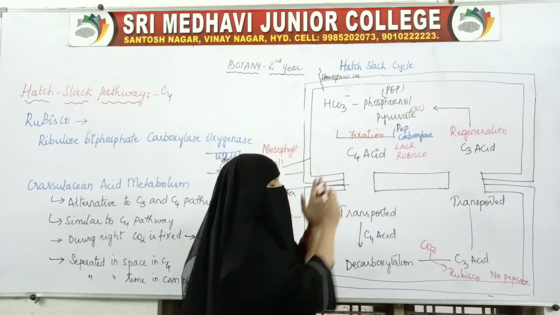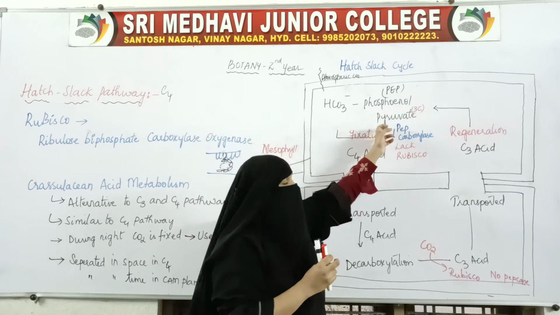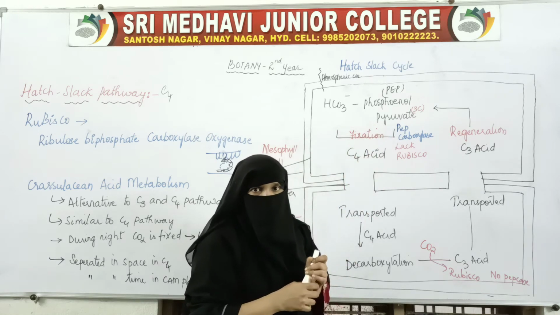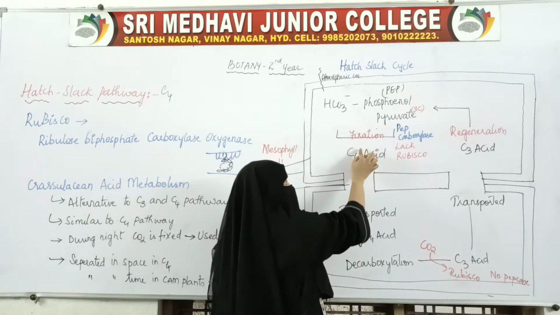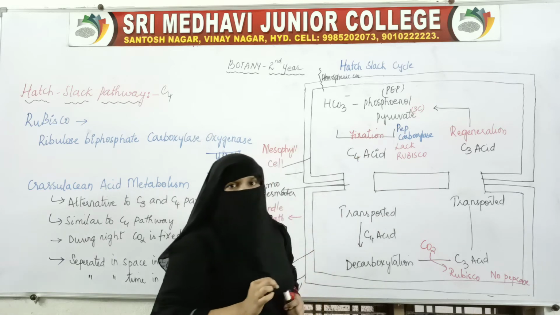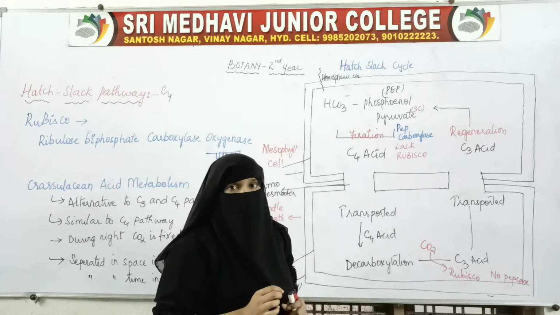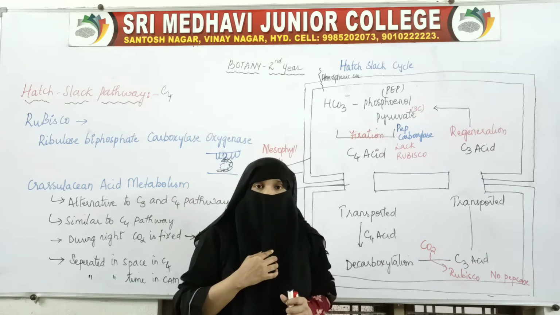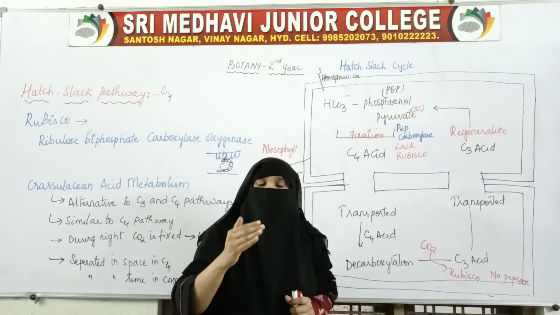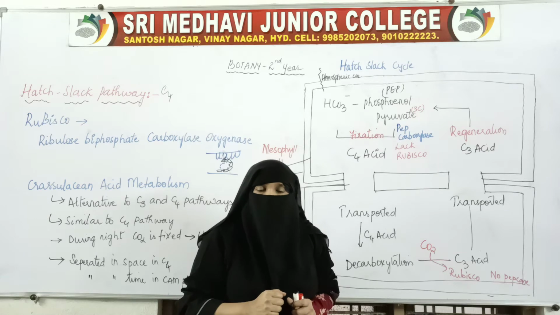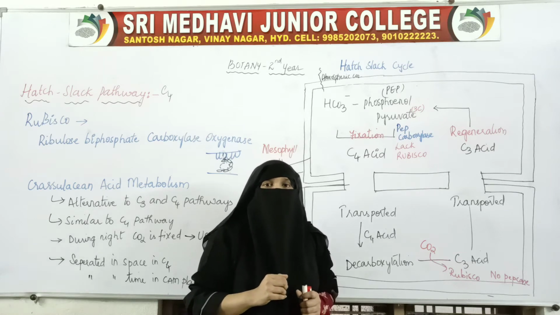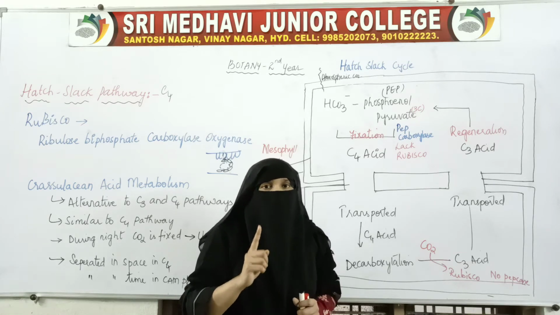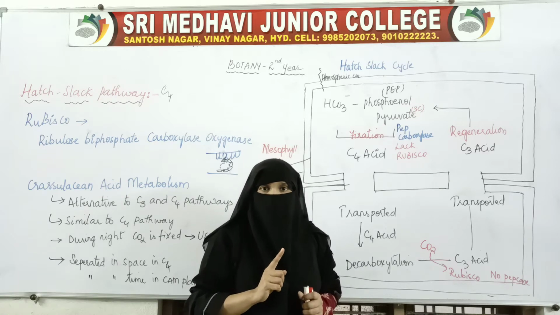So when this carbon dioxide is fixed with this phosphoenol pyruvate, what is formed is a C4 compound. What we said is that in plants where the C4 cycle takes place, or in C4 plants, the first stable compound formed after carbon dioxide is fixed is a 4-carbon compound.